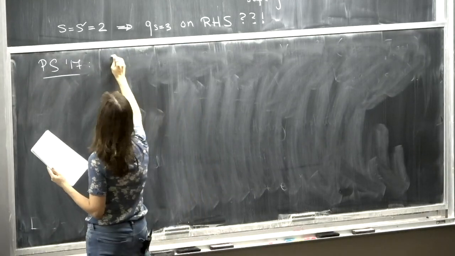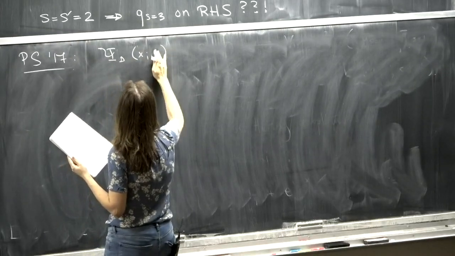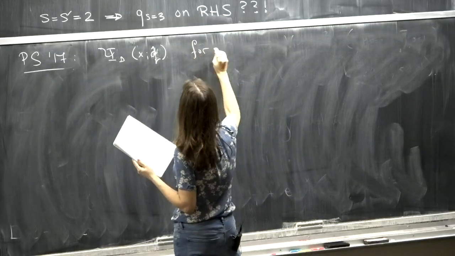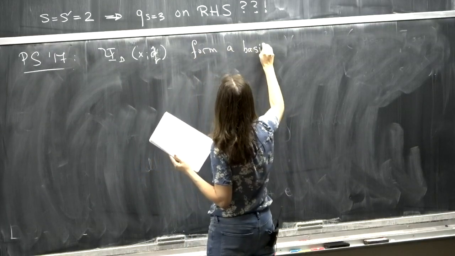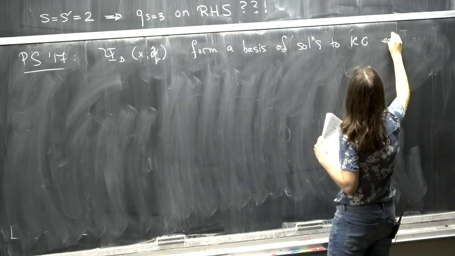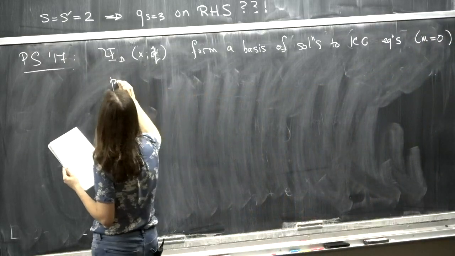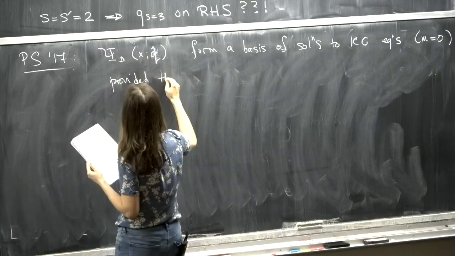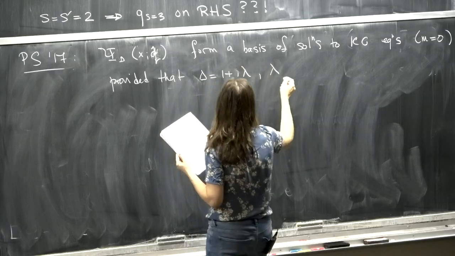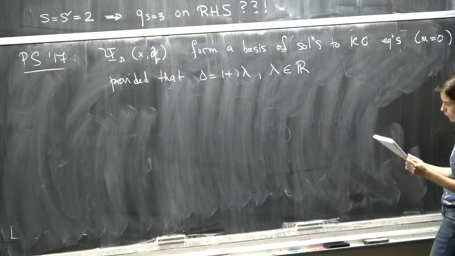And essentially, what they have shown is that these psi_{q,delta}(x) form a basis of solutions to the Klein-Gordon equation for m equal to 0, provided that delta is 1 plus i lambda, where lambda is a real number.